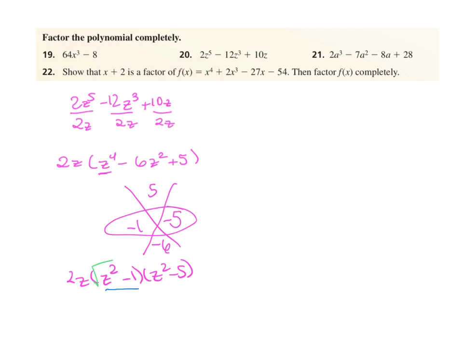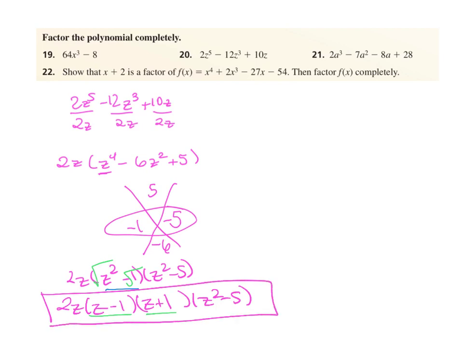So that is a difference of 2 squares. So now we can rewrite this. This is 2z times, then the z squared, you write that as z, and then z minus 1 and a z plus 1. So that separates into 2 different factors. And then the z squared minus 5, we will leave it as it is. Okay, and so now that is factored.